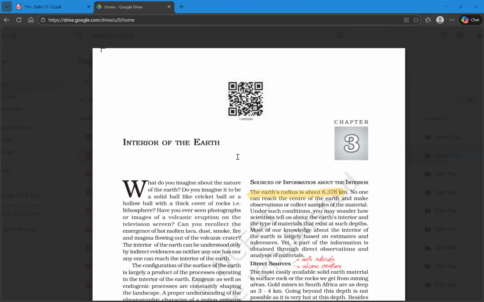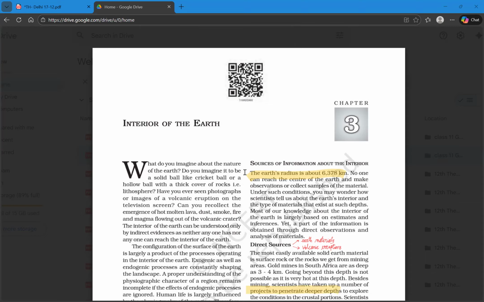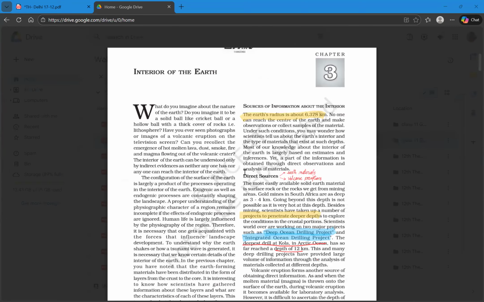Jai Hind everyone. Today we are starting with Chapter 3 of NCERT Class 11 Physical Geography, that is Interior of the Earth. So let's get started.